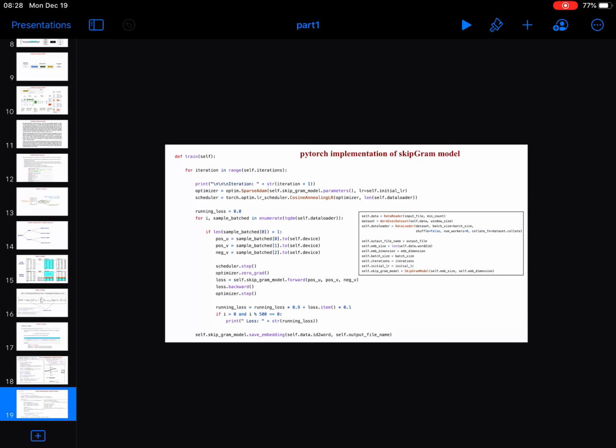And that's it for the implementation of Word2Vec in PyTorch.